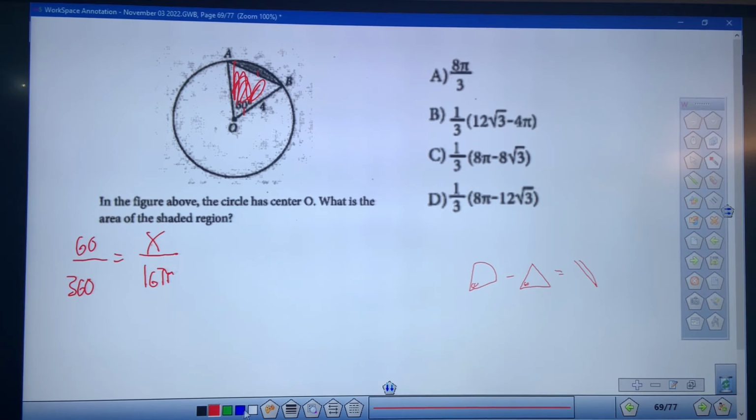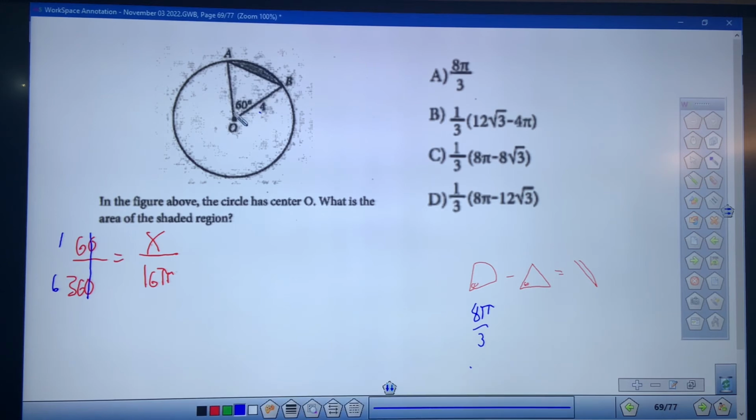What I like about this is I can simplify these zeros pretty rapidly. 6 over 36 is 1/6. So it's going to be 16 pi times 1 divided by 6. So the area of this thing here is going to be 16 pi over 6, which will simplify to 8 pi over 3. But notice I have to minus something. Ooh, it's getting close. Now I have to find the area of the triangle.